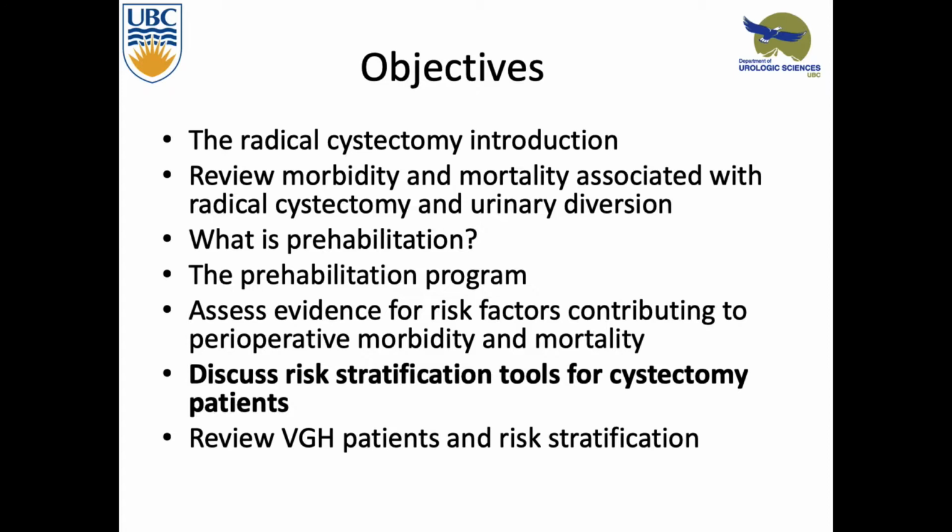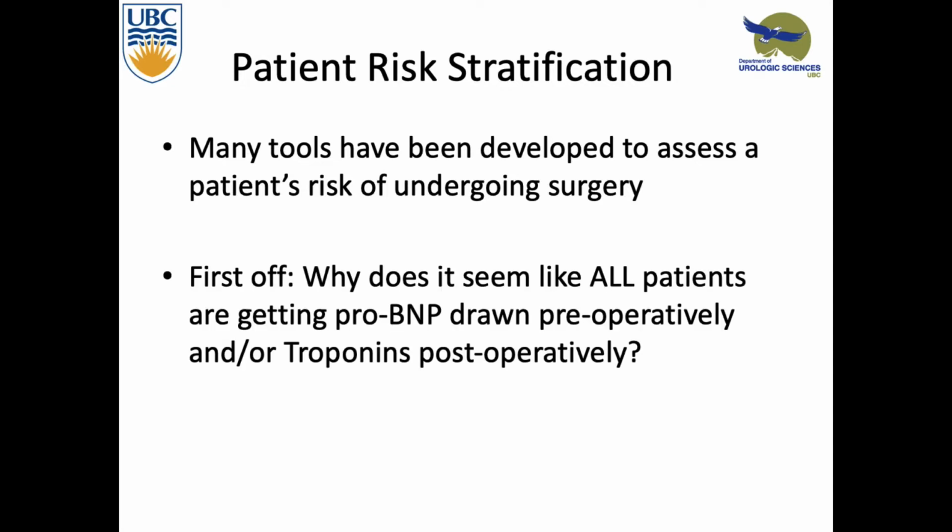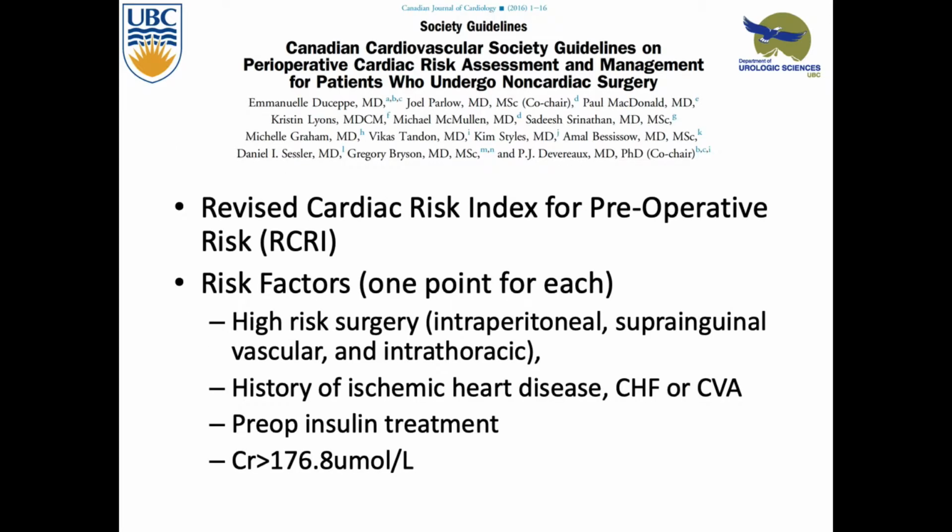Next, I'd like to talk about risk stratification tools for radical cystectomies. There are lots of different ways to look at radical cystectomies, and we have many tools to try and assess these patients. Some are more complex than others. I don't know if anyone else has noticed this, but it seems like all of our patients are getting pro-BNPs drawn preoperatively and troponins after. And this actually comes from the Canadian Cardiovascular Society guidelines on perioperative cardiovascular risk.